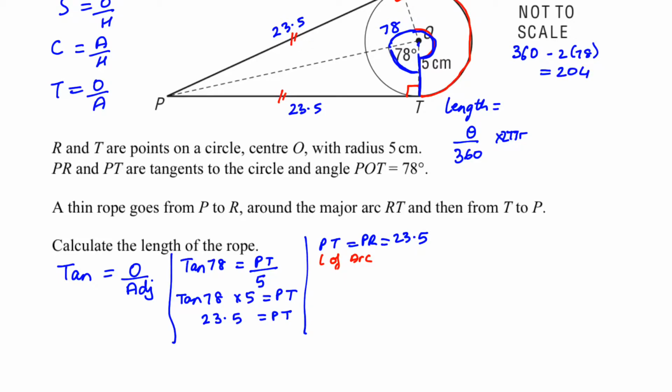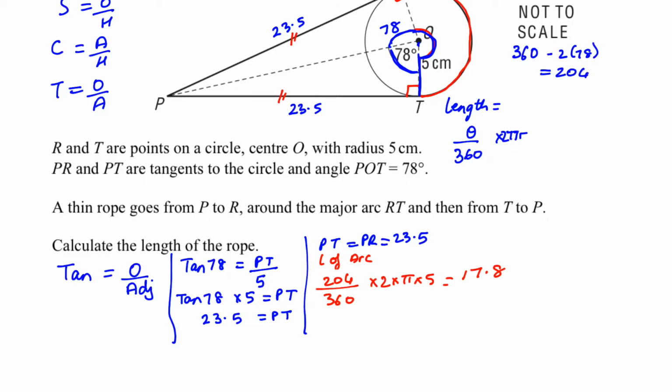Now we are going to substitute here in our formula, length of arc. Theta is 204 over 360 times 2 into pi into radius. Radius is 5. When you put this in the calculator, you will get 17.8 rounded to one decimal place.